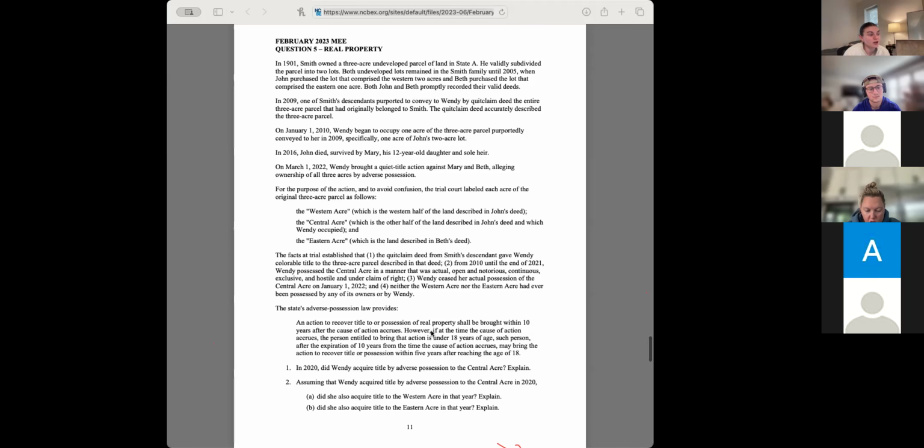However, if at any time the cause of action accrues, the person entitled to bring that action is under 18 years of age, such person, after the expiration of 10 years from that time the cause of action accrues, may bring the action to recover title or possession within 5 years after reaching the age of 18. Why do you think this is important? What about the 18-year-old part of the statute is important for us to know about in this specific question? The daughter was 12. Yep, the daughter was 12, John's daughter, tolling.